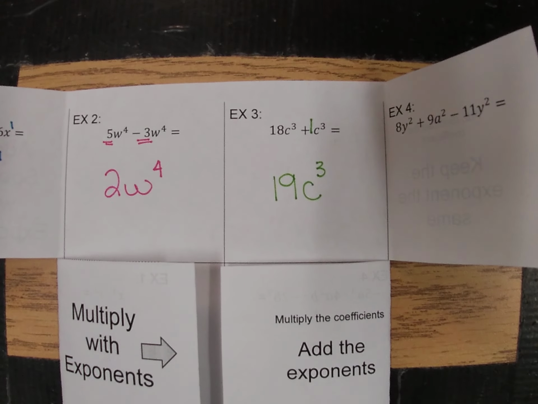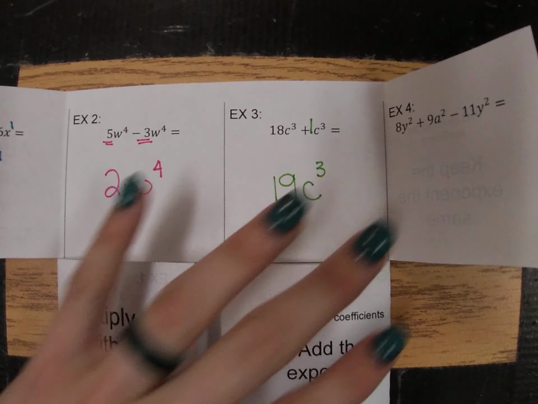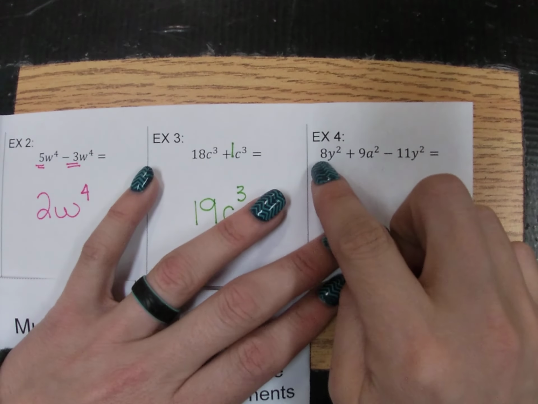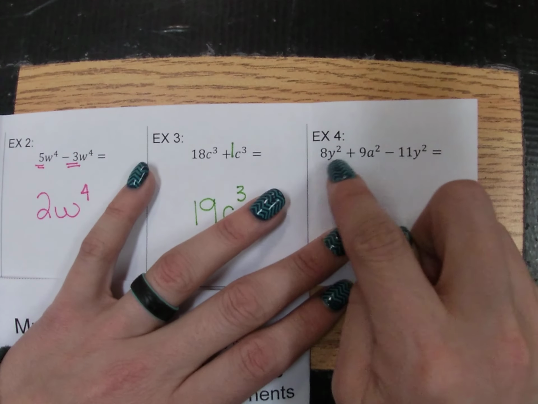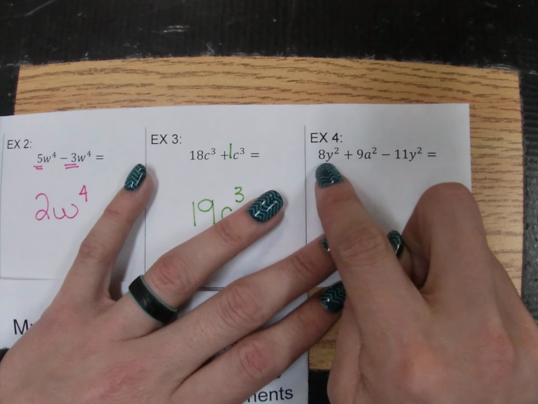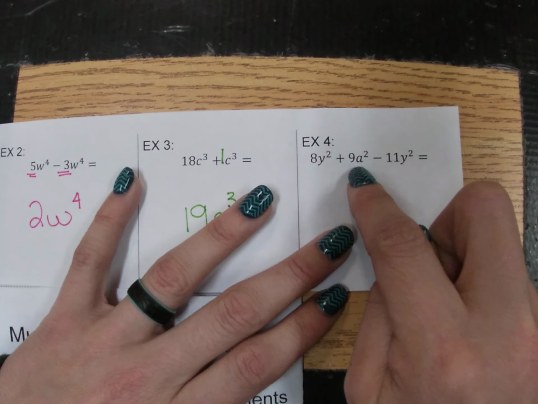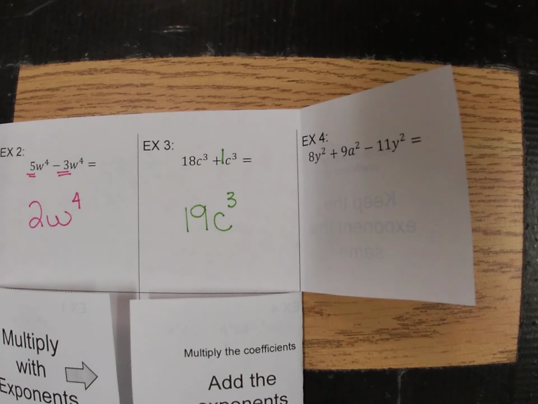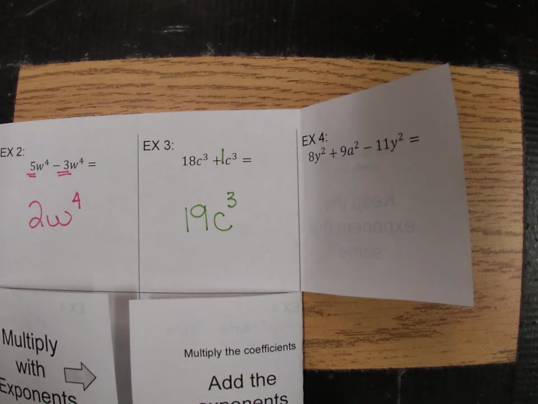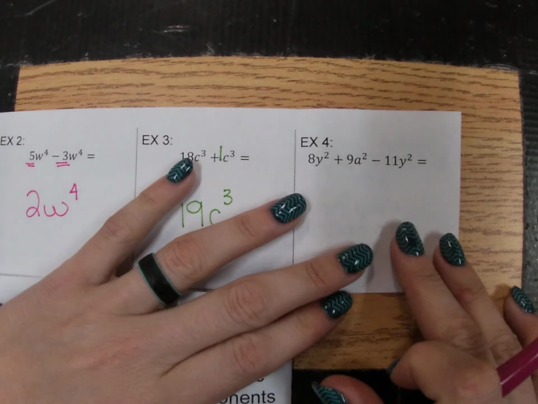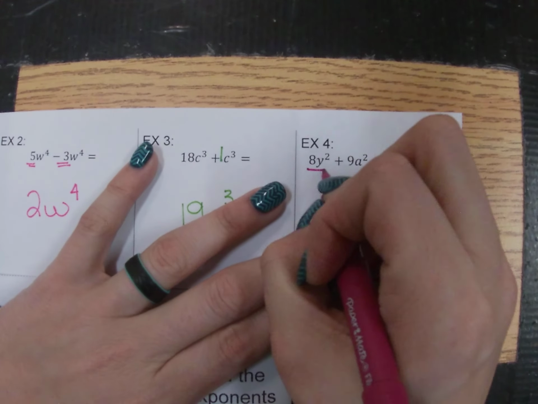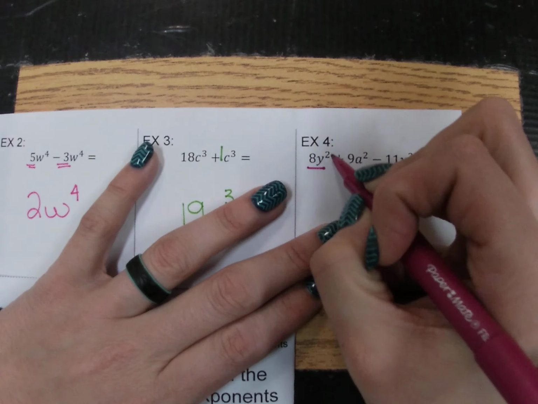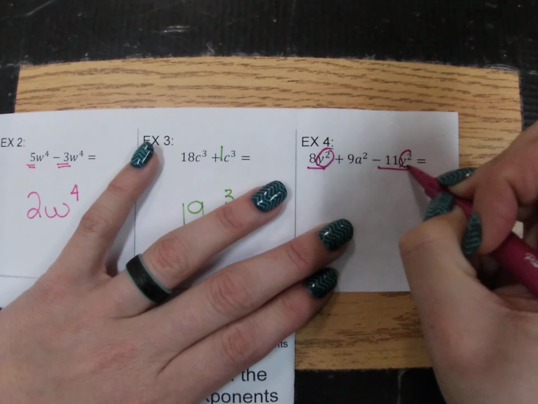Now the big piece is then what happens if they don't match? Well, if the bases don't match, so for example, on example 4, we have a y and we have an a. Those bases don't match, so those can't be added. But that's also a true statement if the exponents don't match. Okay, so everything needs to match for us to be able to do this process. So if we look at example 4, the only terms that we can put together are this one and this one because those are our matching base and exponent.